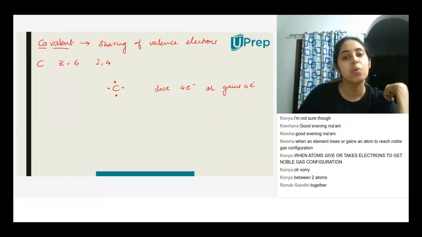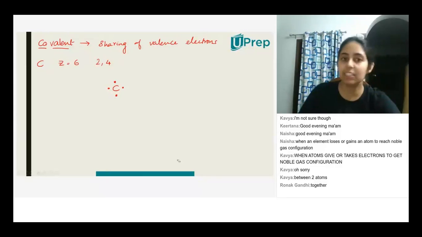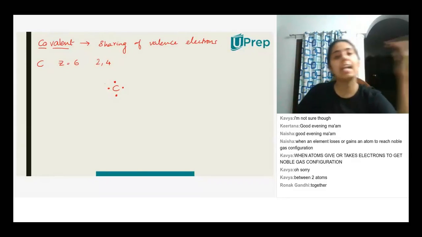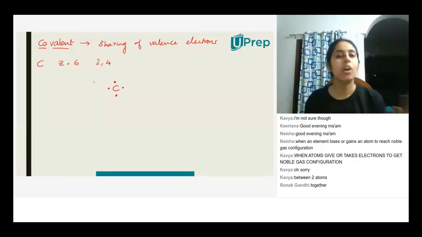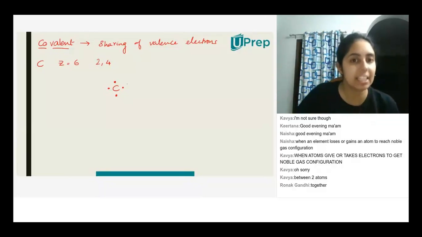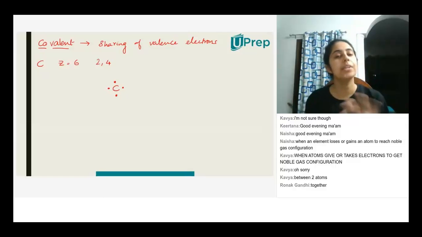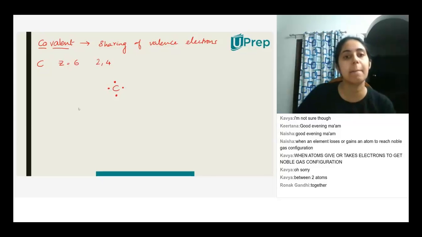So what carbon ends up doing is it starts sharing its electrons. It doesn't want to lose these electrons and neither does it want to take responsibility of any new electrons. So it will share these electrons which it already has with another atom which wants these electrons. For example, it will bring in a hydrogen.